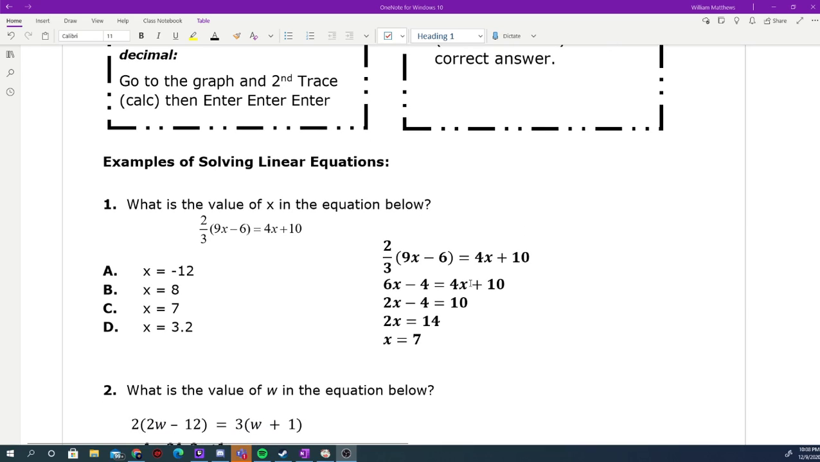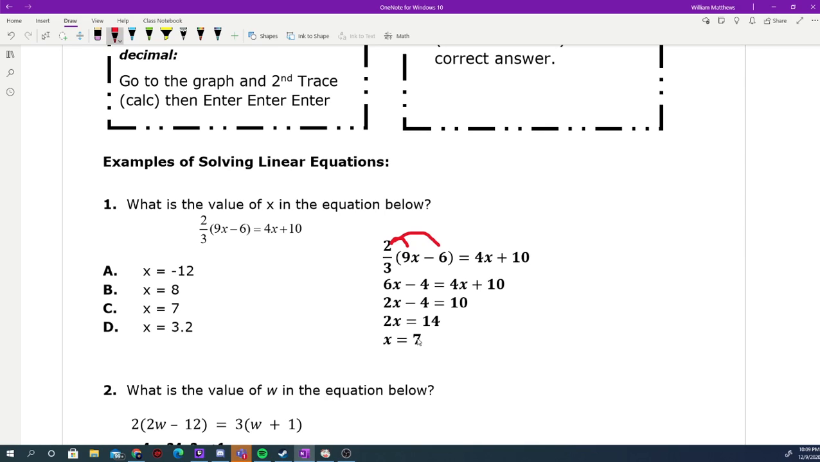Our operation, the way we would work it out, is first we would distribute to get rid of our parentheses. This is where I take my 2/3 and multiply it by 9x, and the 2/3 and multiply it by the -6. After we distribute, we get our new line of 6x minus 4 equals 4x plus 10.